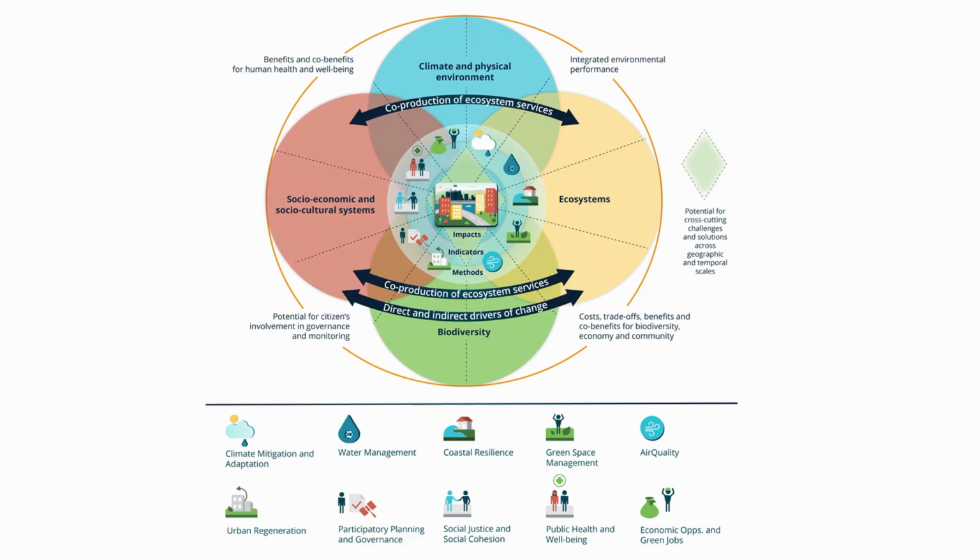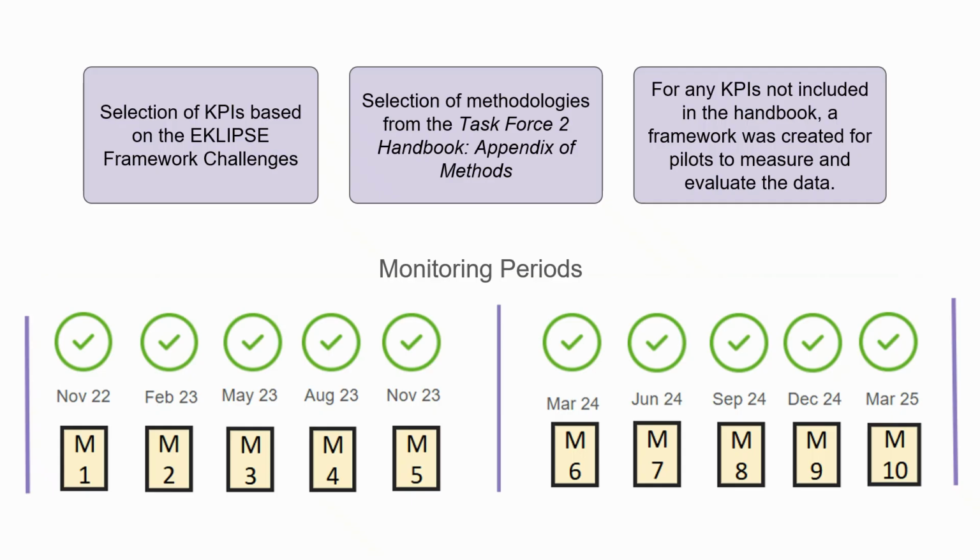To make sure our measurements were solid, our indicators were adapted from the Task Force 2 handbooks, both the Appendix for Methods and the Handbook for Practitioners. This enables all nature-based solutions projects funded under Horizon 2020 to collaborate on demonstrating the multiple benefits of their projects according to different areas or topics, as well as testing and implementing the handbook and its recommended indicators. For any KPIs not included in the handbook, a framework was created for pilots to input their methodologies.